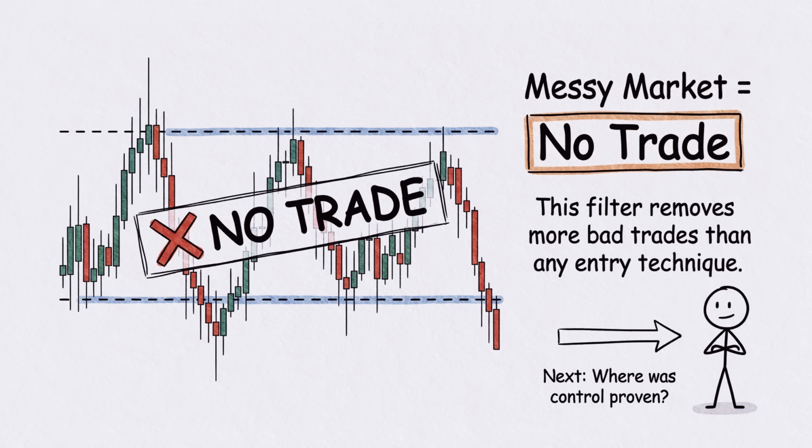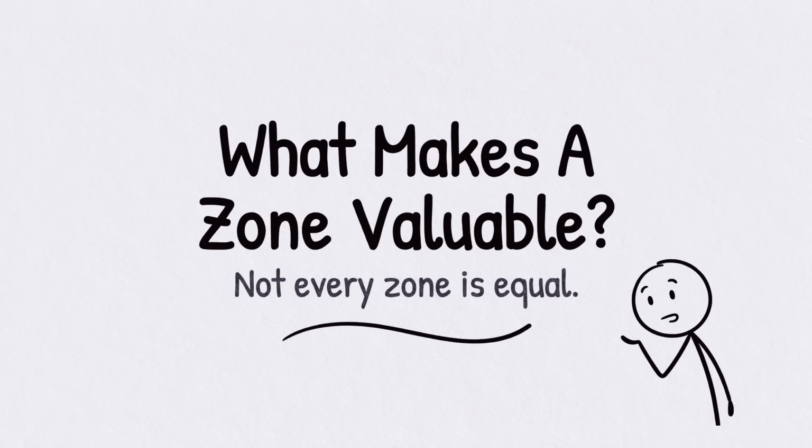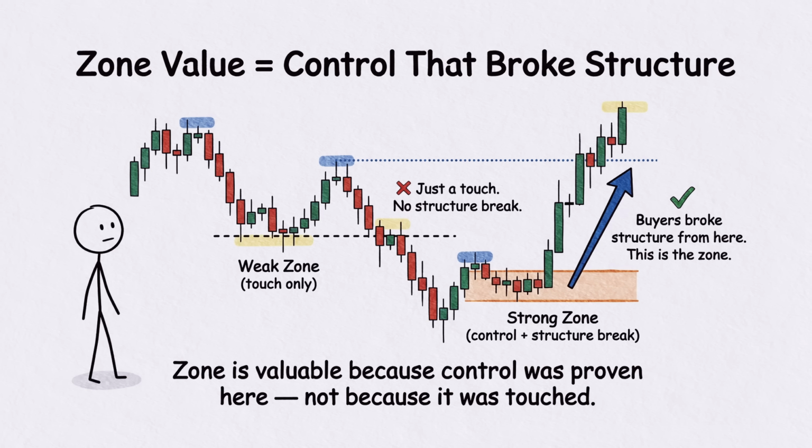Where was control actually proven? Now here is where support and resistance becomes useful. A zone becomes valuable when it caused something meaningful to happen, not when price touched it, not when it looks neat, not because everyone can see it. A strong zone is a place where one side stepped in with enough power to break structure.